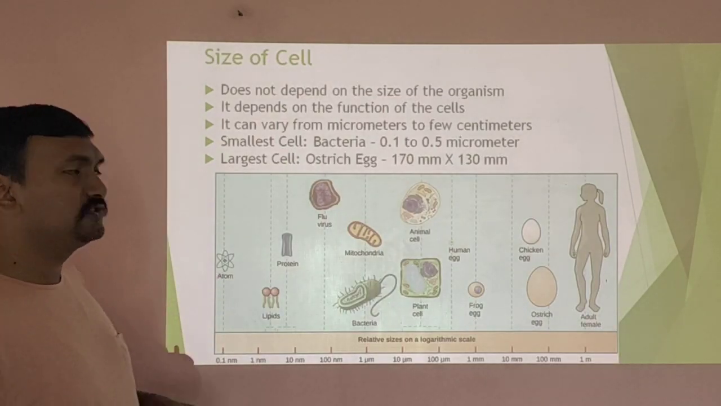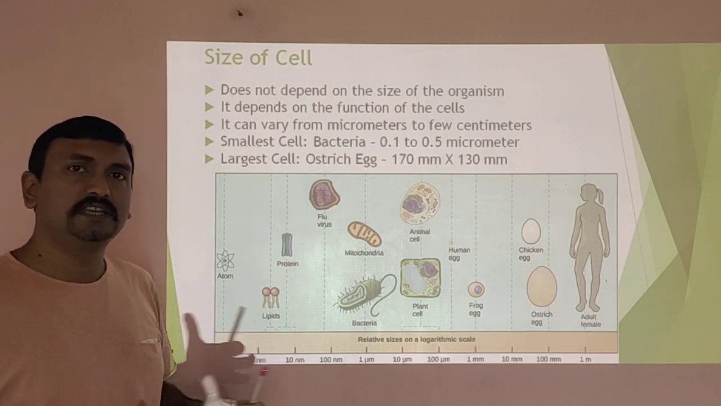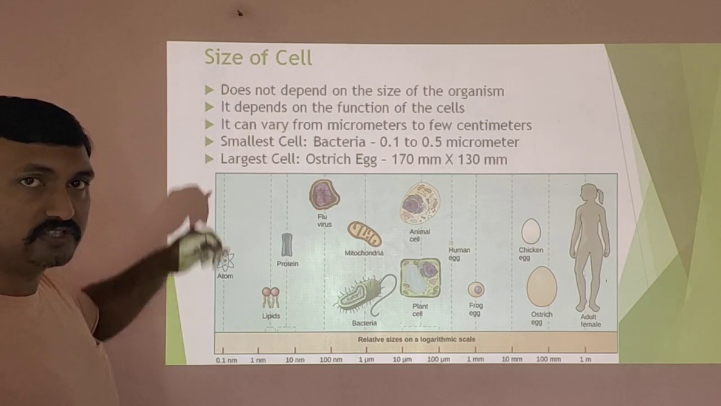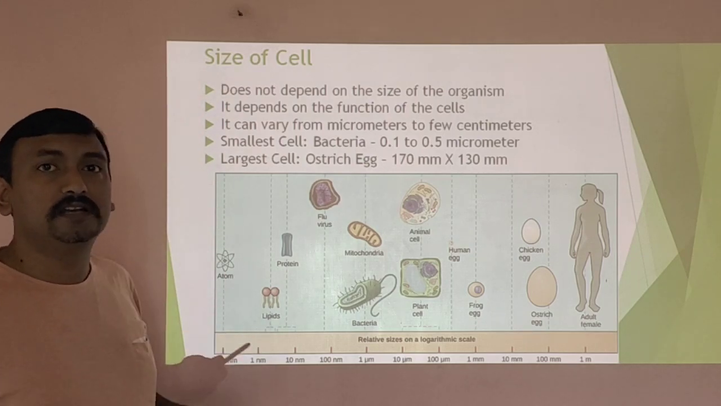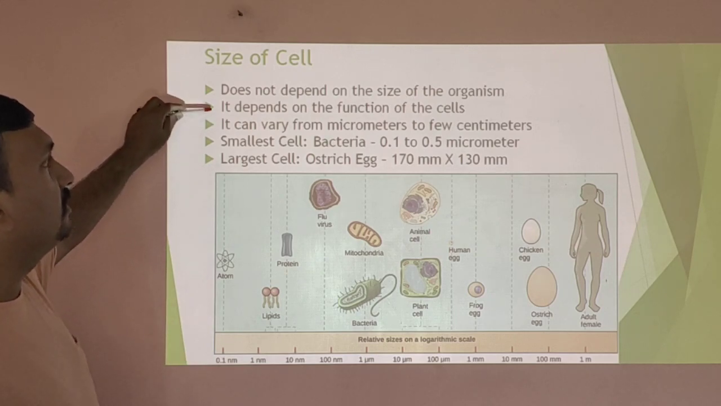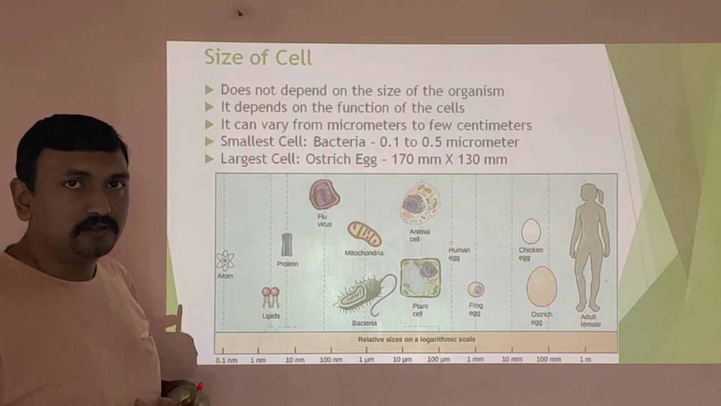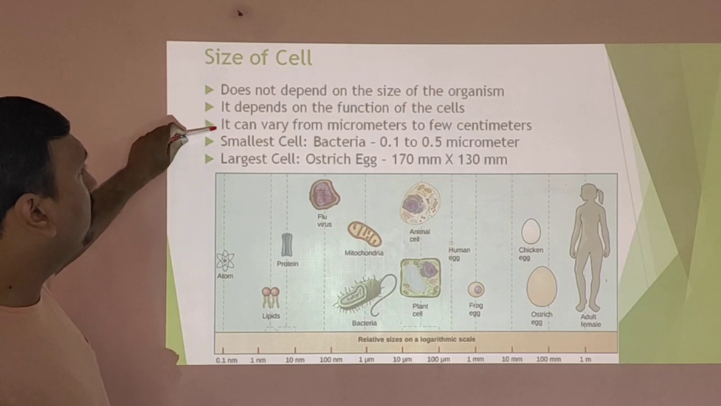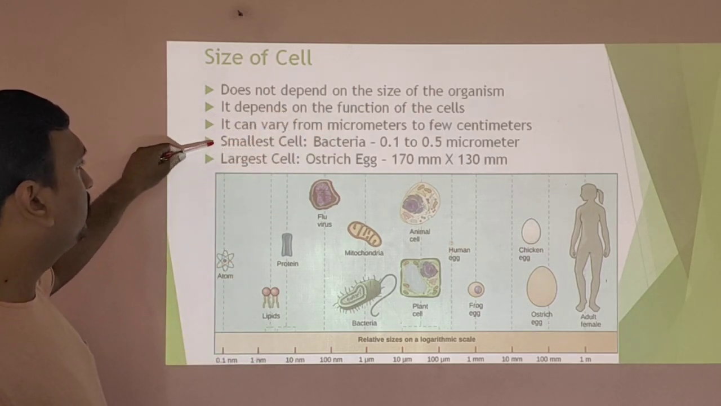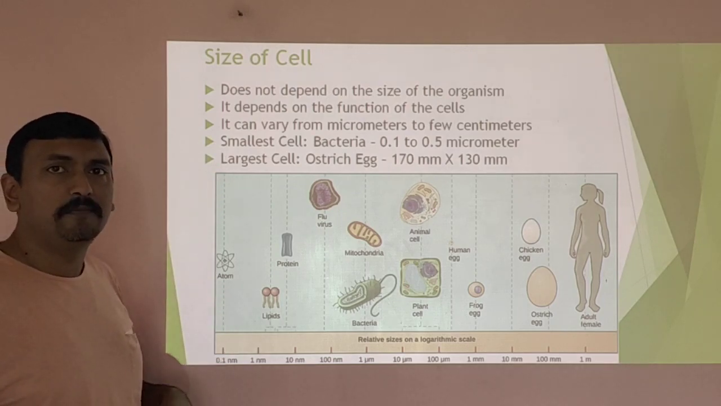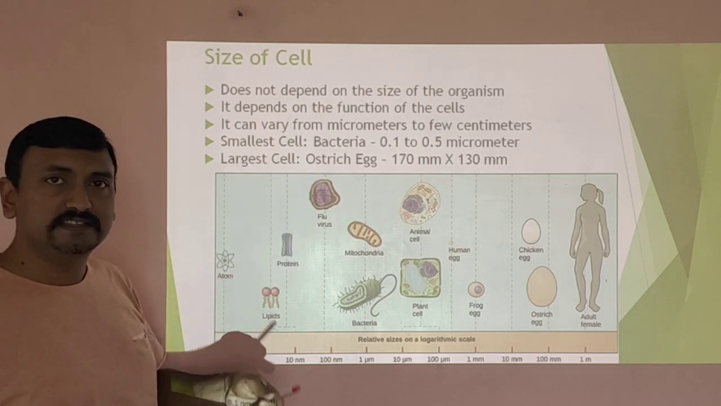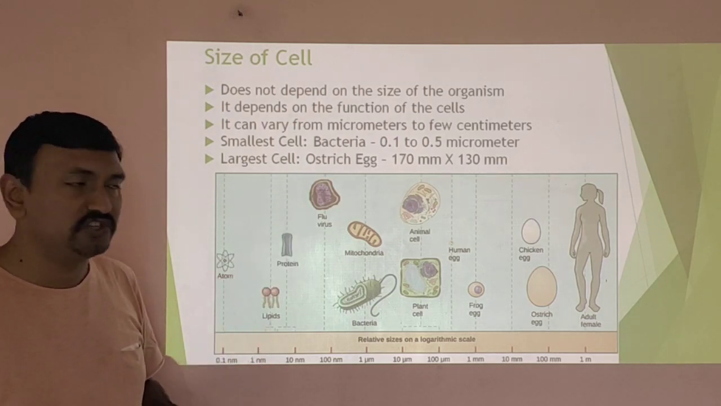Size of the cell. The size of the cell is not fixed. It can change. It does not depend upon size of organism. It's not that a human cell will be bigger than the cell of an ant. It depends upon the function of the cell to some extent. It may vary from a few micrometers to a few centimeters. Some of the smallest cells known are bacteria and some similar organisms. And one of the largest single cells can be considered as the ostrich egg.